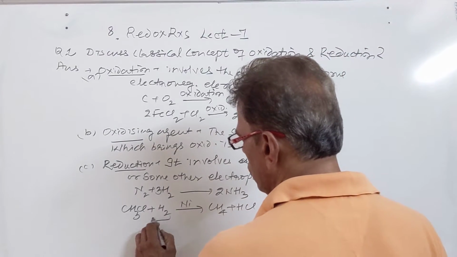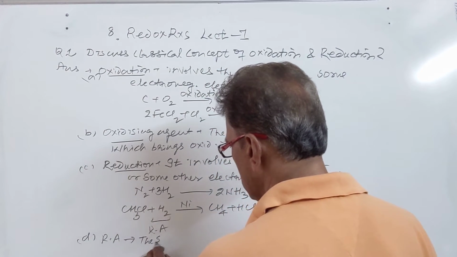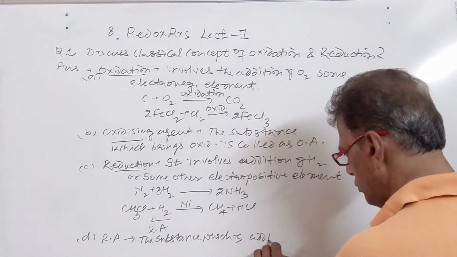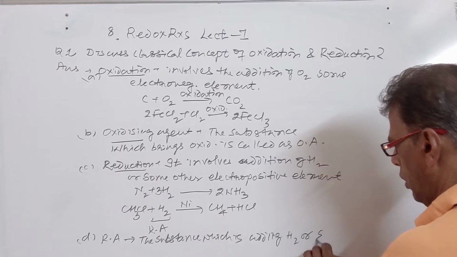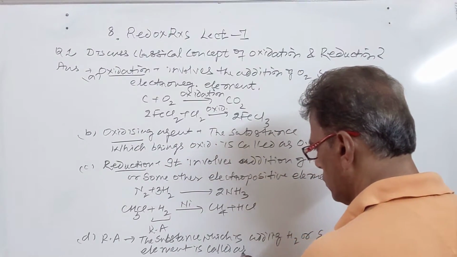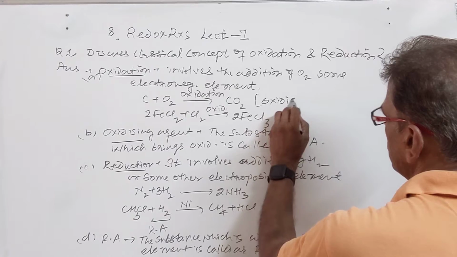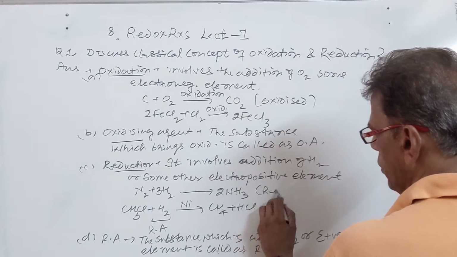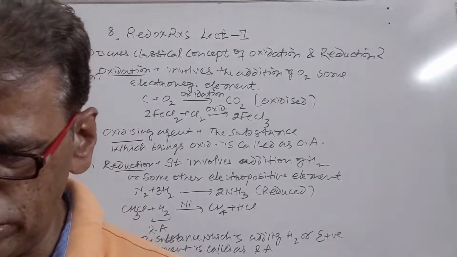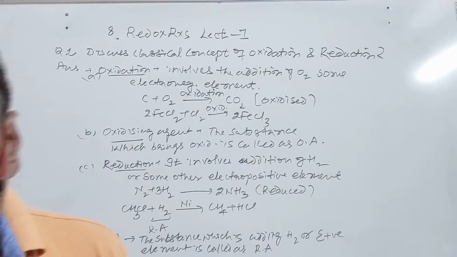The substance which is adding hydrogen, it will be called as reducing agent. So now what is reducing agent? The substance which is adding hydrogen or electropositive element is called reducing agent. And the substance after gaining oxygen, it is said to be oxidized. The substance after gaining hydrogen, it is said to be reduced. So we have the 6 definitions: oxidation, reduction, reducing agent, oxidizing agent, then oxidized substance and reduced substance. So these are some definitions.